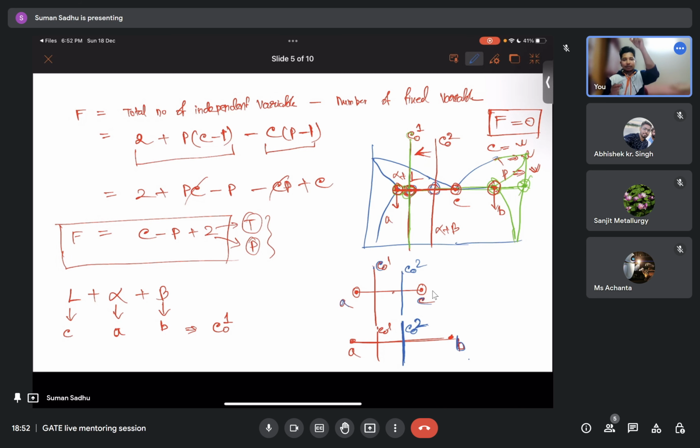What happens when you are cooling down an alloy? From the tie line, what do you get? Lever rule, what you calculate? Phase fraction, right? How much fraction of alpha you will get and how much fraction of beta you will get. But alpha, let's say in case of iron based system or steel, what is the composition of alpha at this temperature? It will always be the same, right? So 0.025, right?